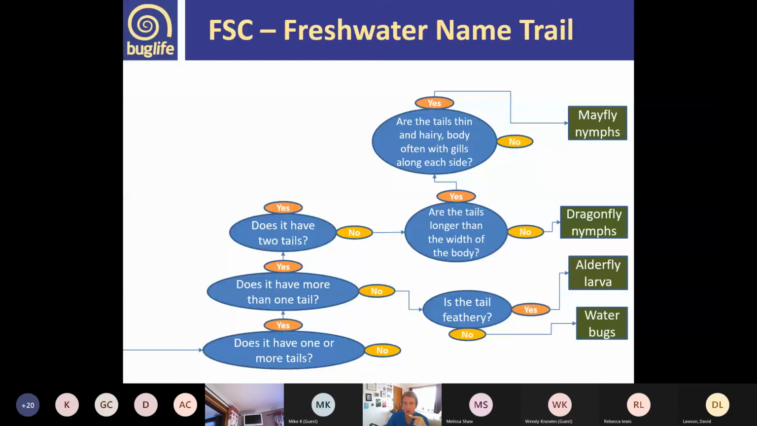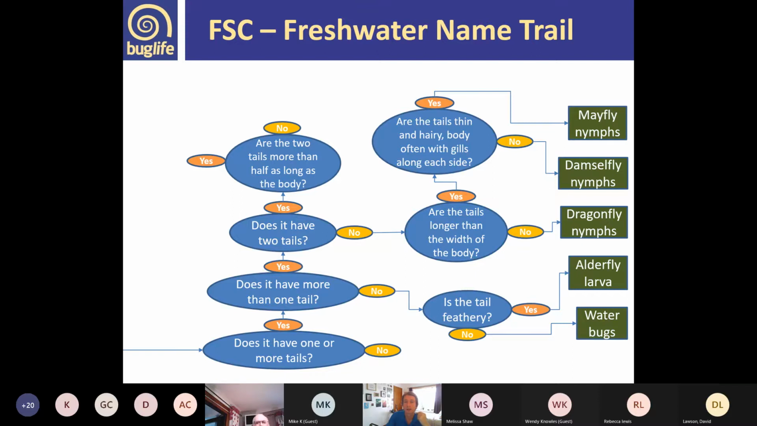If you do want to study the freshwater name trail in more detail, it is available from various outlets online, including the Field Studies Council's website directly. So it's only about £3 or £4. It's not a very expensive resource, and it's very interesting to have a look at. So as you can see, as you've gone through these questions, they are all relating to the number of tails and what the tails look like, whether the animals have gills.